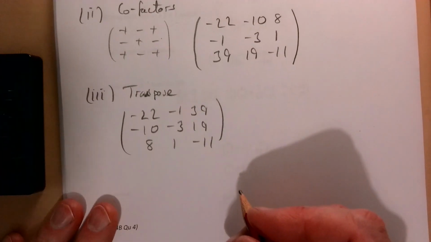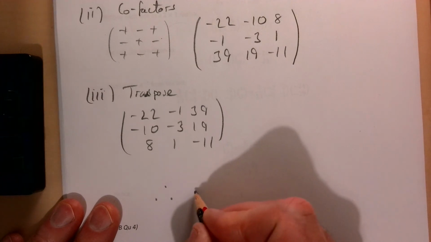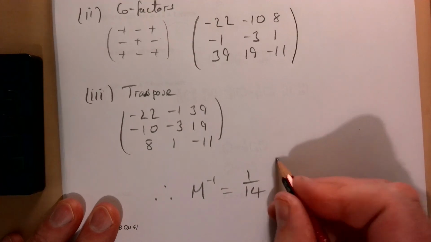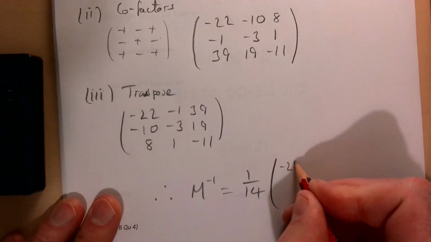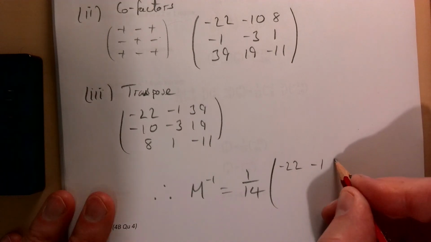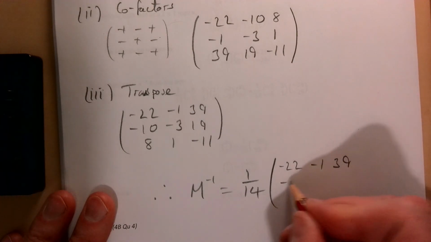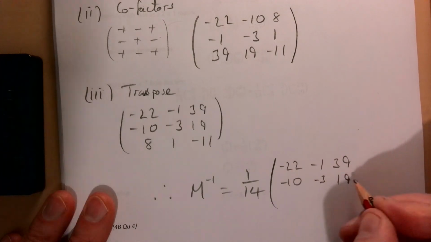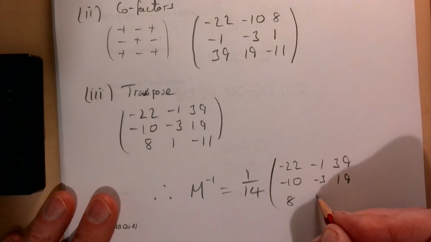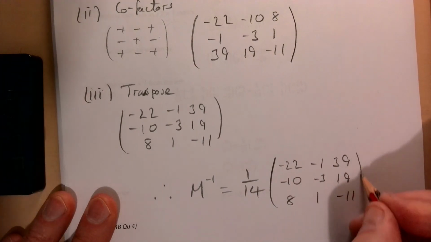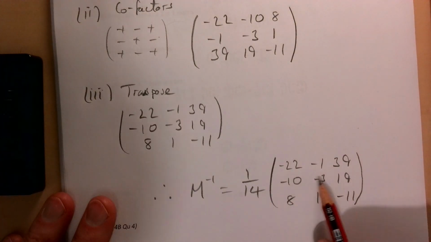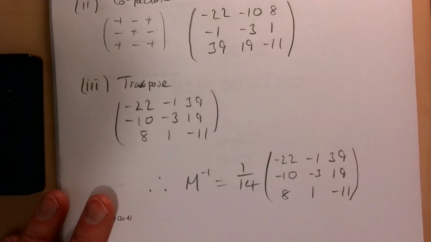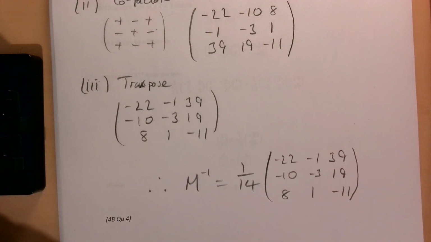So therefore our inverse matrix M to the minus 1 is 1 over 14 upon minus 22, minus 1, 39, minus 10, minus 3, 19, 8, 1, minus 11. We could of course check by multiplying through by M to make sure that we get 1, 0, 0, 0, 1, 0, 0, 0, 1, which would of course work. That's always a good check then to see that we've found the correct inverse.